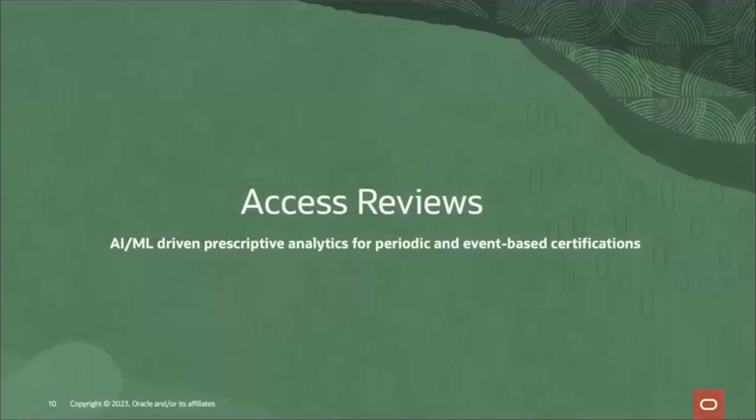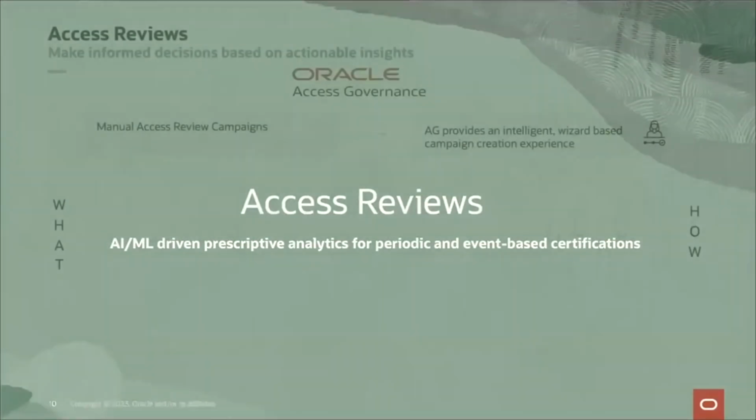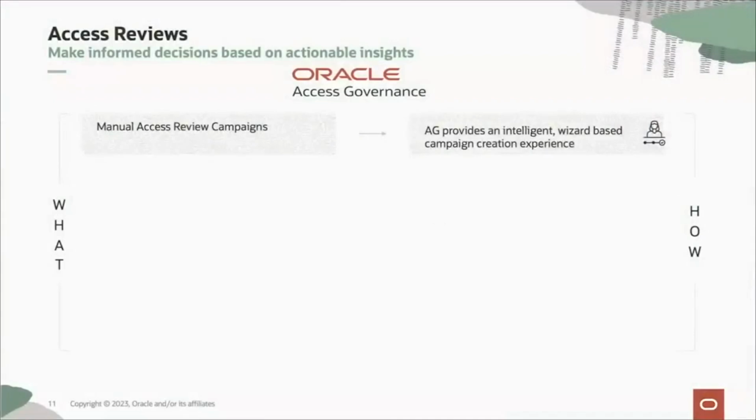The next capabilities are around access reviews. We solve the problems of access reviews through AI and ML driven prescriptive analytics. Let's see the various kinds of access reviews. Access governance provides capabilities so that administrators can set up ad hoc campaigns, where depending on a set of users and a set of applications, they can select various criteria and say that they want to create a campaign.